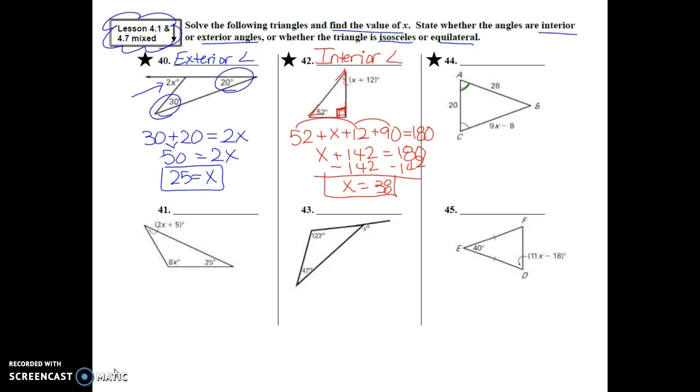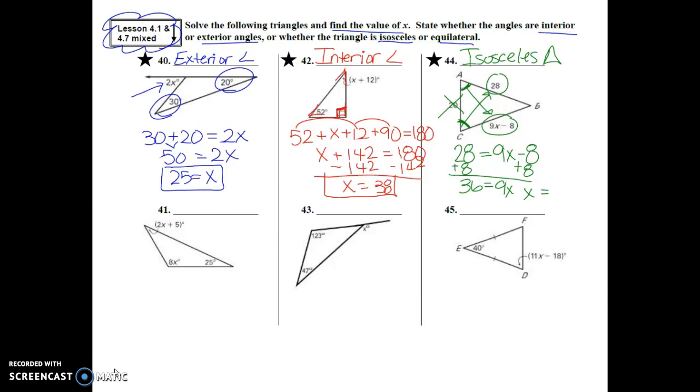And then on the last question, I read the diagram and I notice that I have two angles that are equal to each other. And that means that two of the sides have to be equal to each other. So in this case, the 20 is actually extra information. All I need to know is that 28 is equal to 9x minus 8. Because this is an isosceles triangle. When I solve this, I get x equals 4.